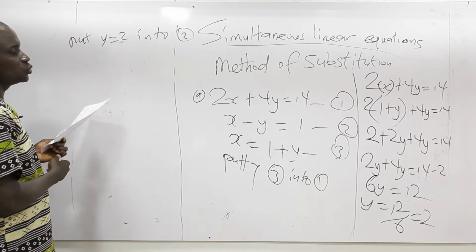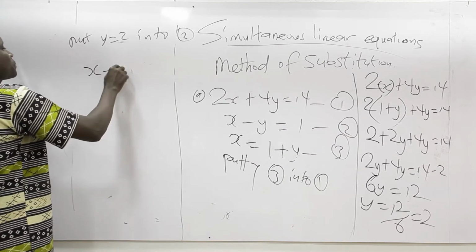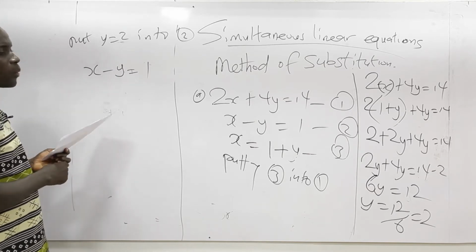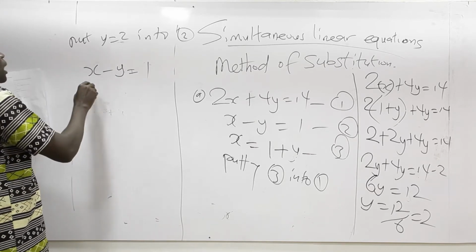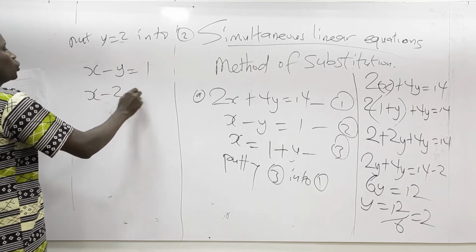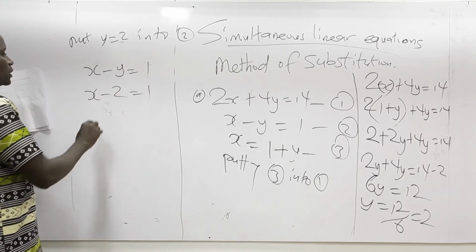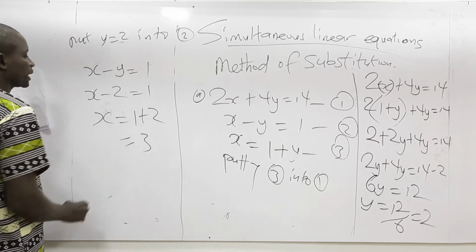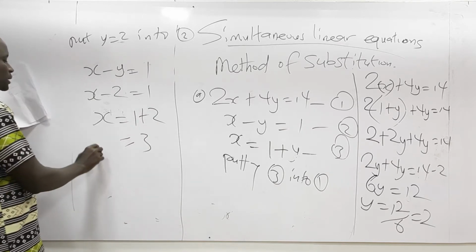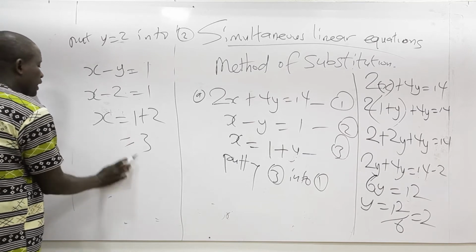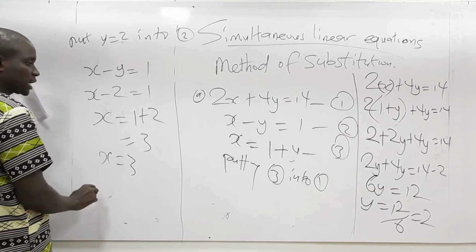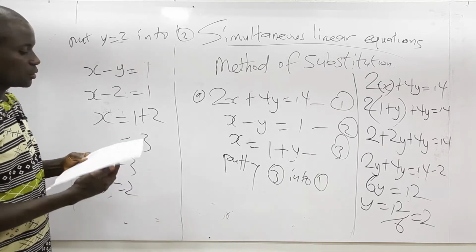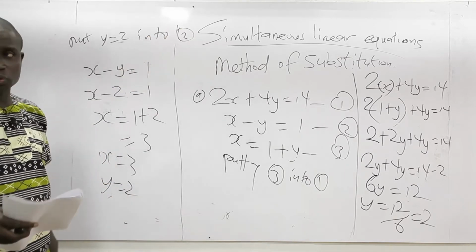So what is equation 2? Equation 2 is x minus y is equal to 1. Now we know y to be 2, so I'll be having x minus 2 is equal to 1. So x is equal to 1 plus 2, which is equal to 3. Therefore, the values are x is equal to 3 and y is equal to 2. That is A in your sheet.